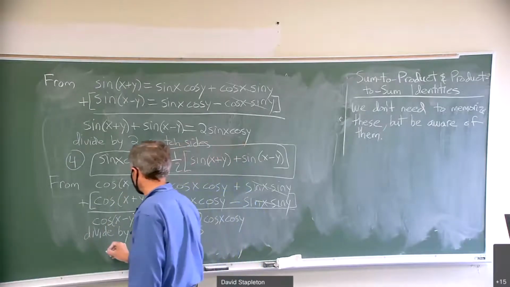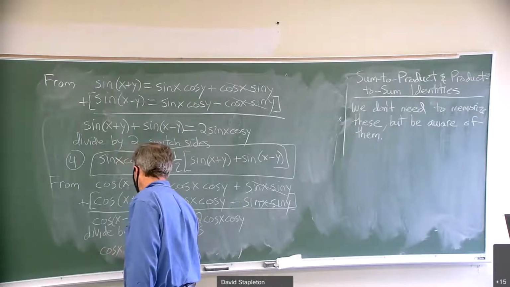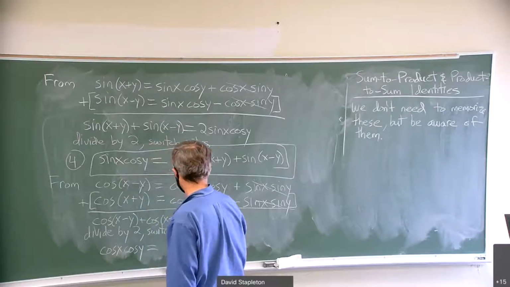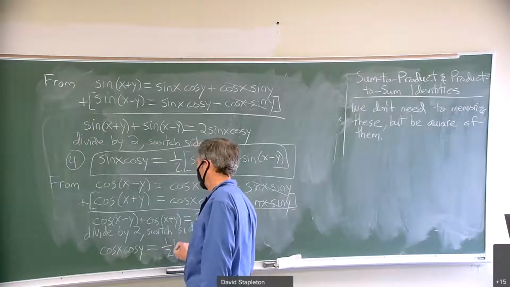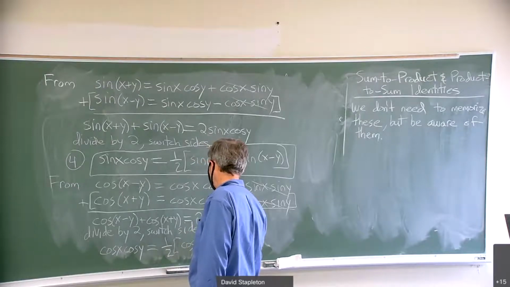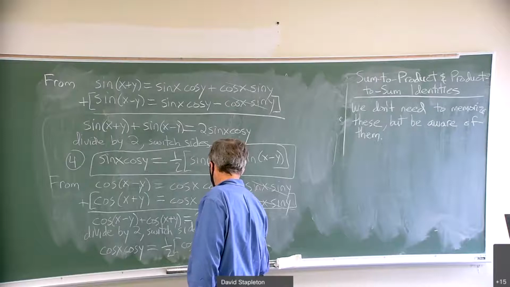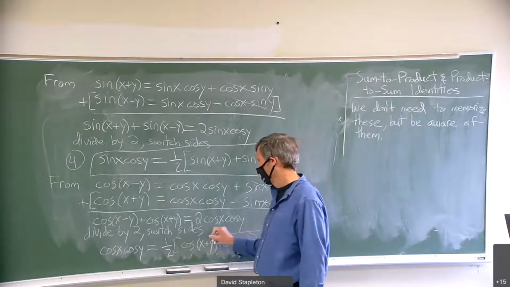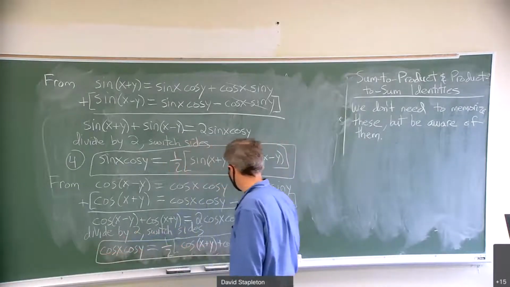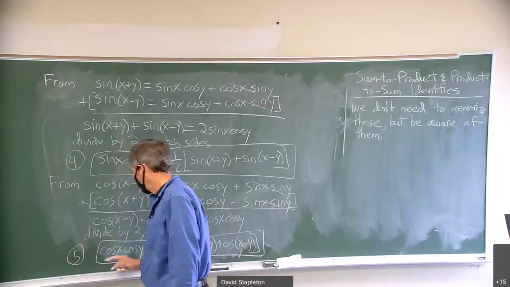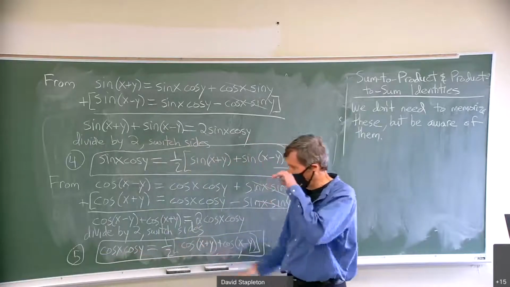To get the following identity, cosine x, cosine y is equal to 1/2 cosine x plus y plus cosine x minus y. There it is. Another product to sum identity. We call that equation 5. This product can be rewritten as this sum times 1/2.